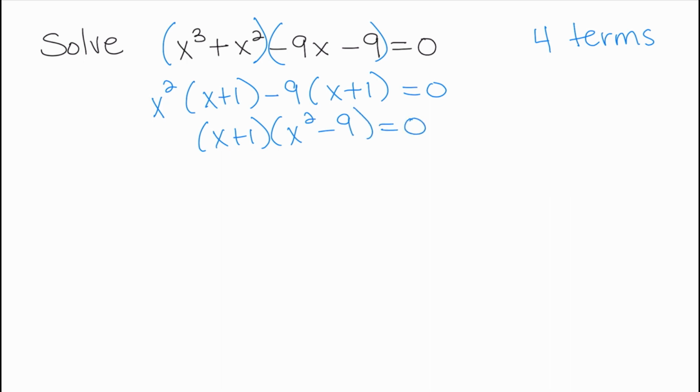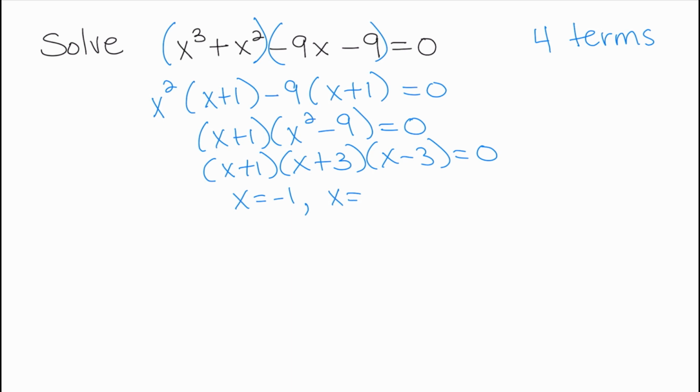X squared minus 9, however, is the difference of 2 squares. So I have x plus 1 times x plus 3, x minus 3 equals 0. So my solutions are either x equals -1, x equals -3, or x is equal to +3. So those are my solutions to this problem.